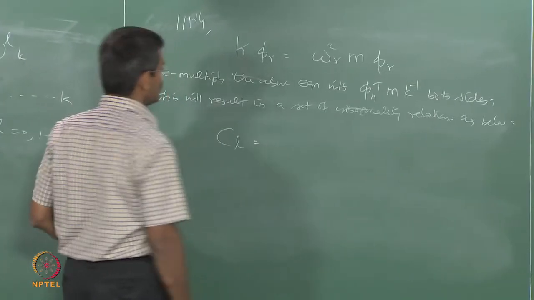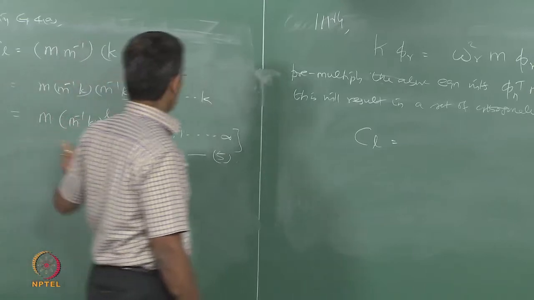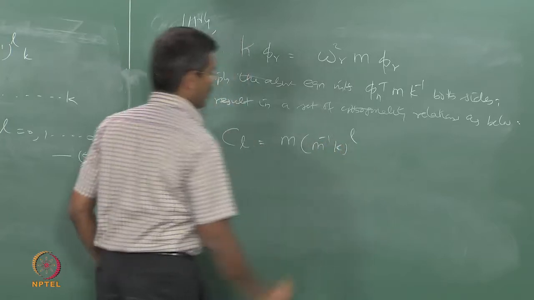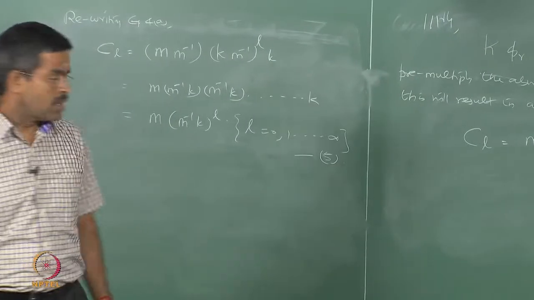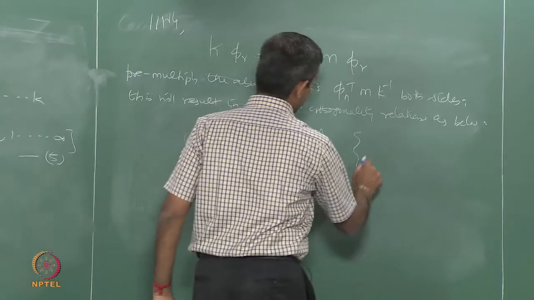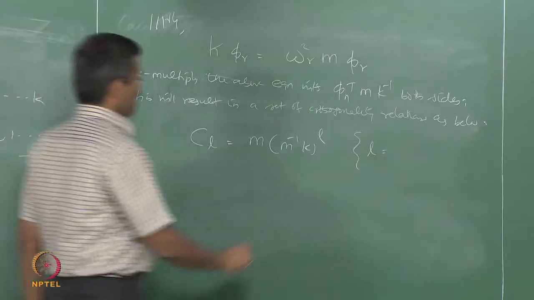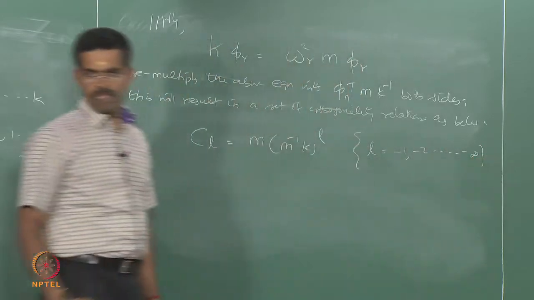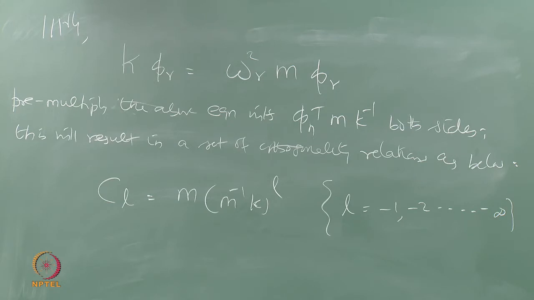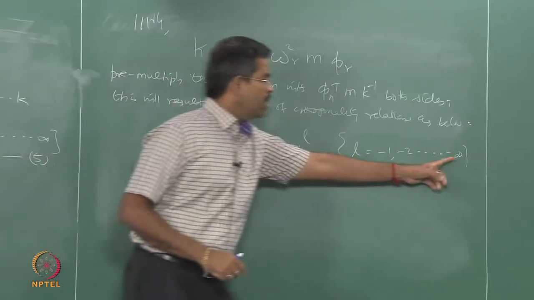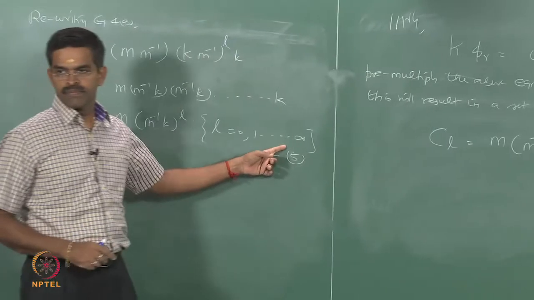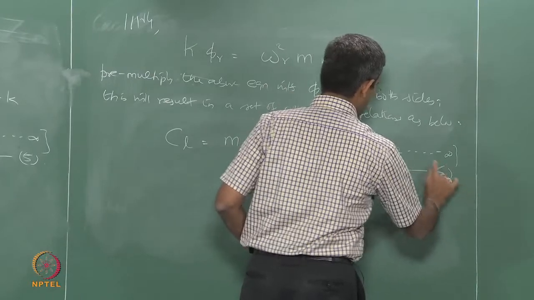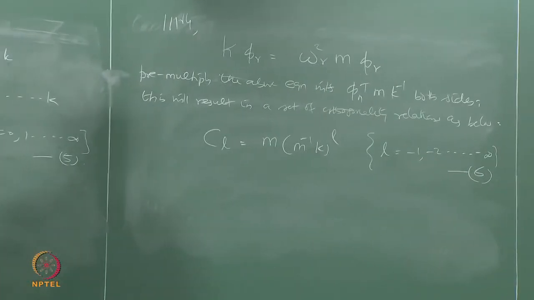C L will be equal to, I will urge you to do this and see, C L will be m inverse k of L. You get the same equation, but now L varies from -1, -2, to minus infinity. So, I have now got the variation of this coefficient from minus infinity to plus infinity. I call this equation number 6. This is equation number 1, so do not write this, this is 6.